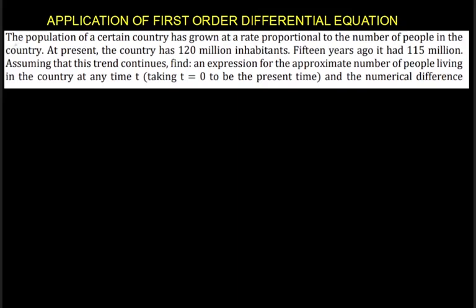Let's delve into the concept of growth. This question reads: the population of a certain country has grown at a rate proportional to the number of people in the country. At present, the country has 120 million inhabitants. 15 years ago, it had 115 million. Assuming that this trend continues, find an expression for the approximate number of people living in the country at any time t and the numerical difference.